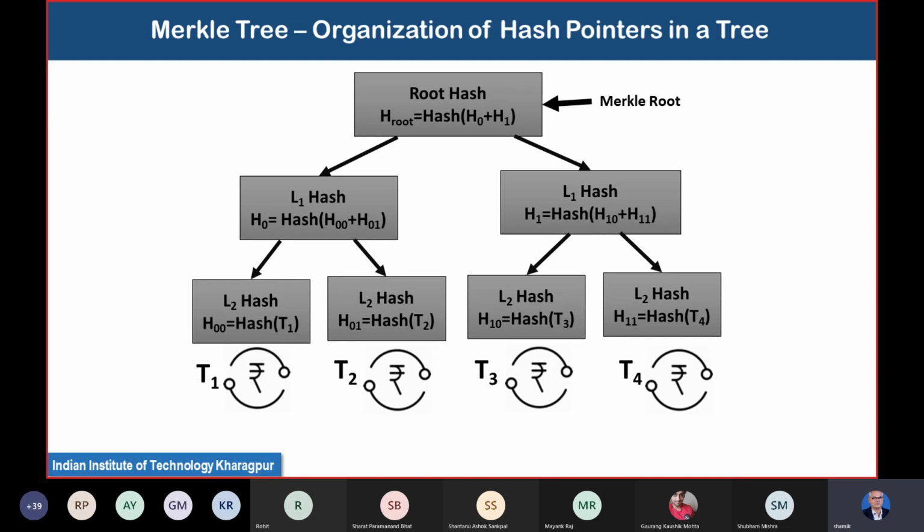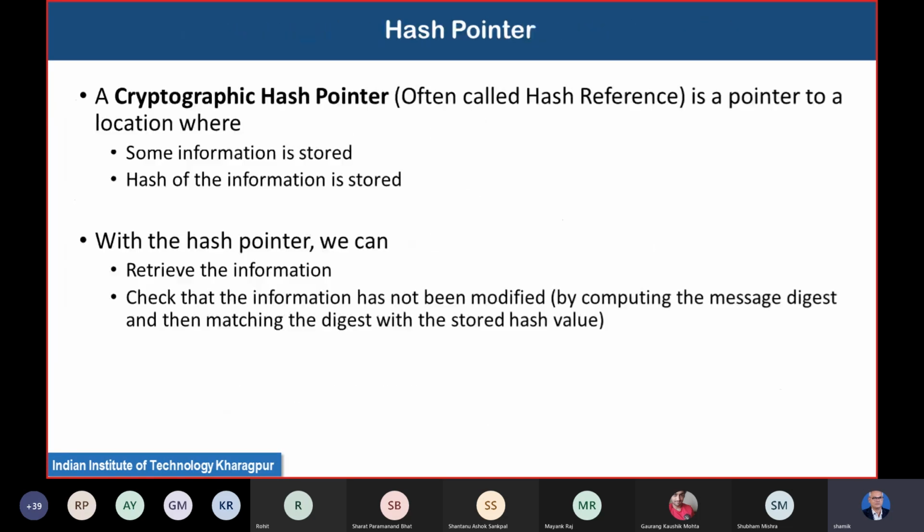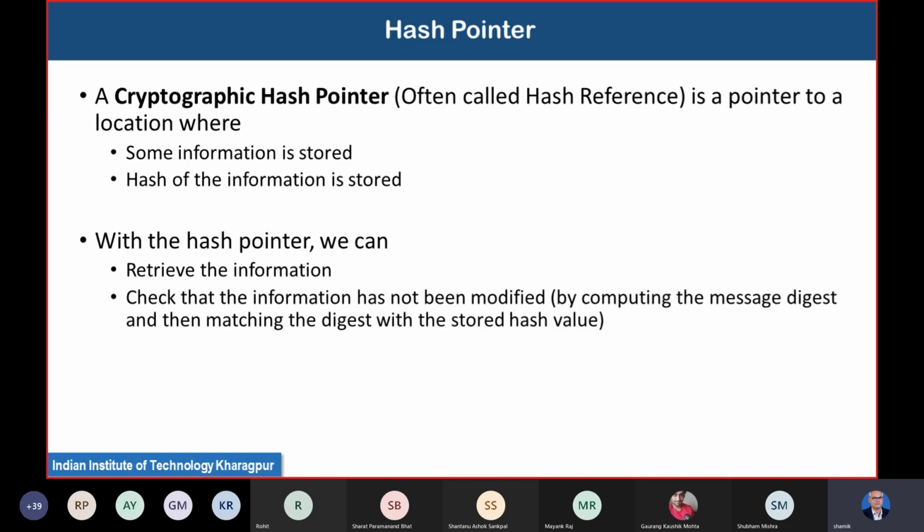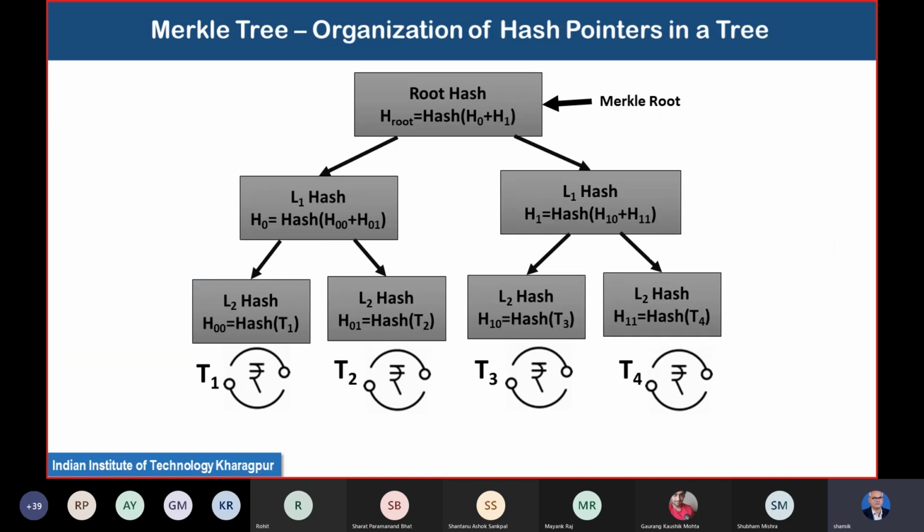Now, one other concept which makes use of these hash pointers is in a tree, and that is similar to the hierarchical hashing that we discussed earlier. So it is basically the same concept. Let me just show it to you: this hierarchical hashing that we had shown is basically the concept that is used, and this is what is called a Merkle tree.